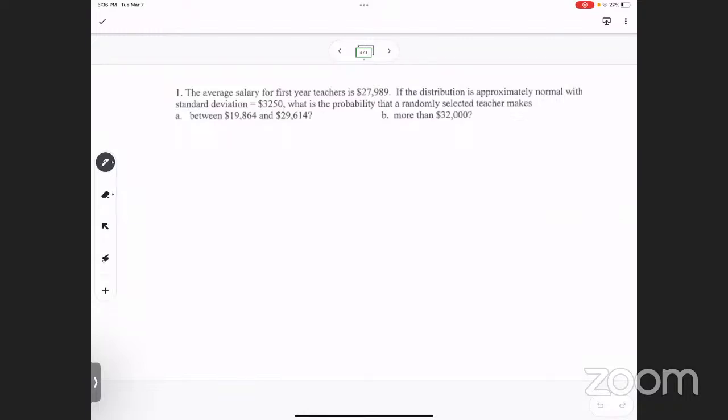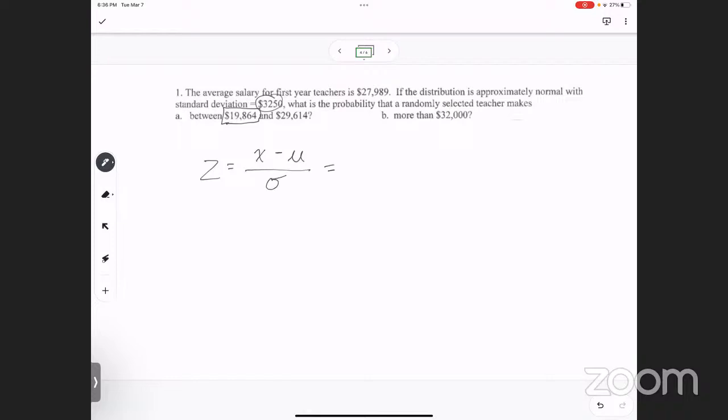Okay, so the average salary for first year teachers is that much. If the distribution is approximately normal with a standard deviation of theta, what is the probability the randomly selected teacher makes? So we're going to find a z-score for this. To find a z-score, your formula, I believe, is your observed value minus your mean divided by the standard deviation.